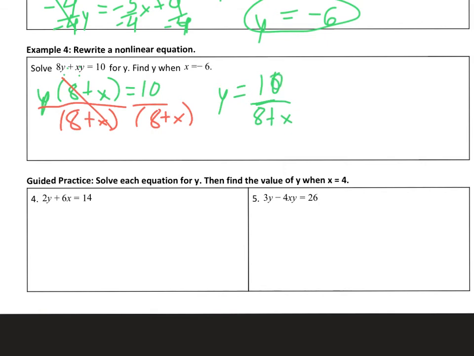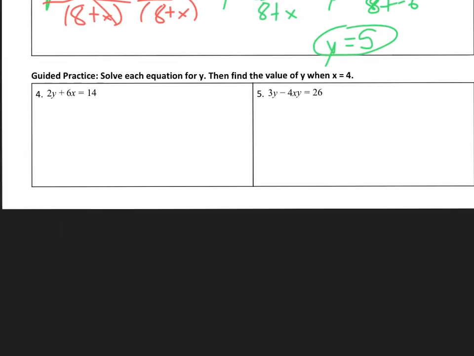So finding y when x is negative 6, I'm simply substituting in negative 6 for x. So 8 plus negative 6 on the bottom of my fraction. So that's 10 over positive 2. 10 divided by positive 2 is 5. And 5 is my solution there.